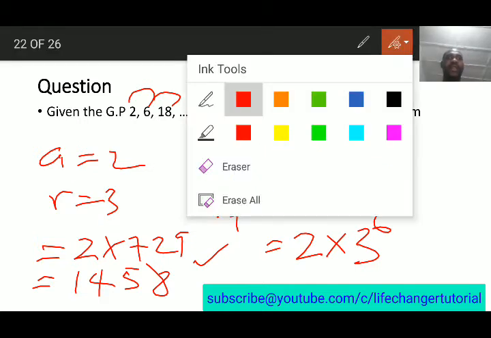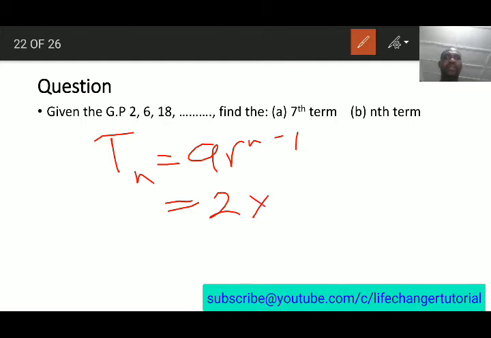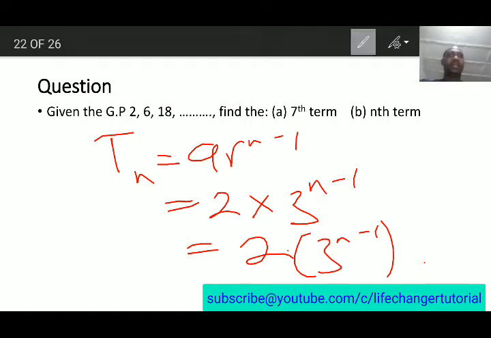We are asked to find the nth term. Remember that Tn is equal to ar^(n-1). So it means that a we already have to be 2 and r is 3, n minus 1. So the answer is simply 2 times 3 raised to power n minus 1. That will be the nth term of that particular sequence.